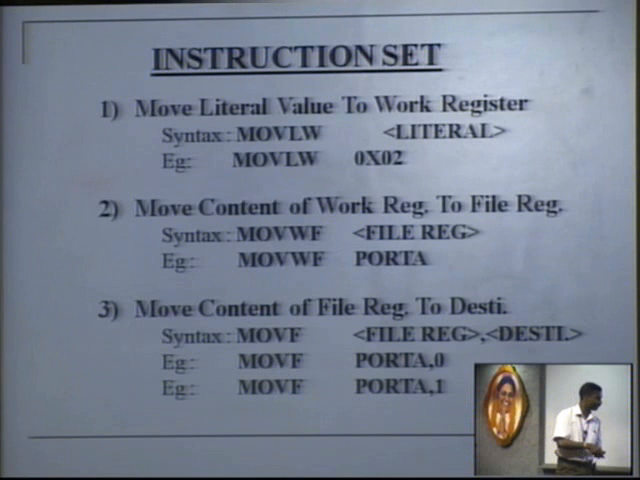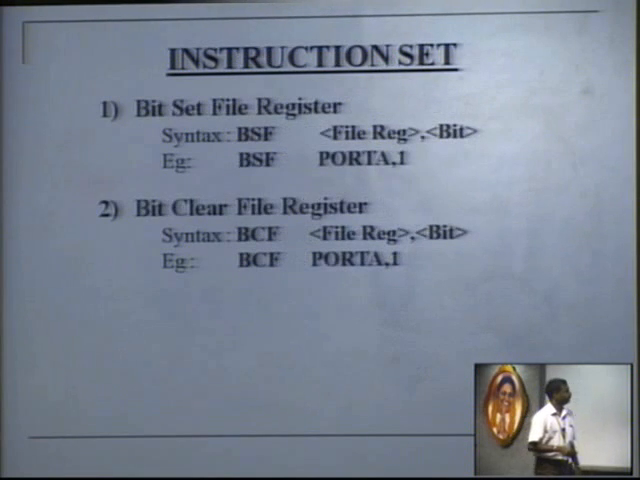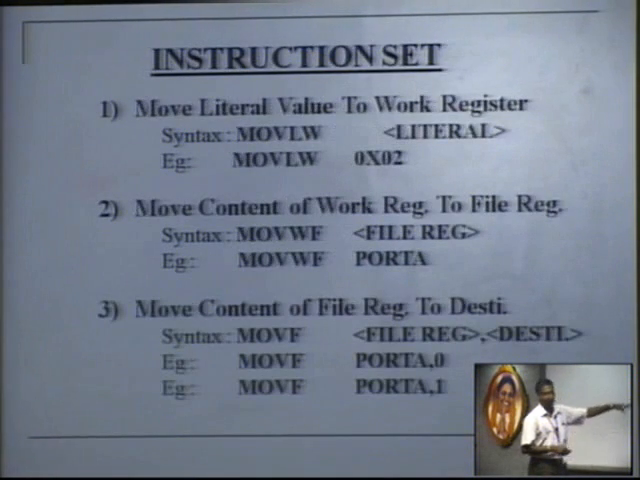Sometimes I need to store the content to same location itself. So I will be giving 1. So content of port will be read and it will be written back to this file register itself. So destination 1 means the same file register. 0 means work register. So that is about the move.